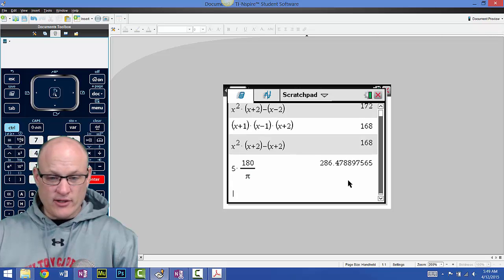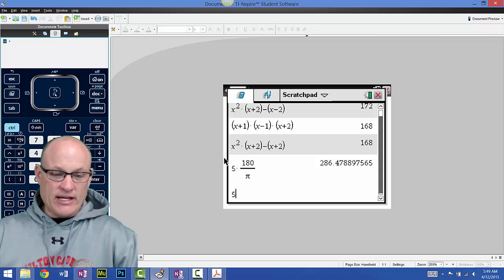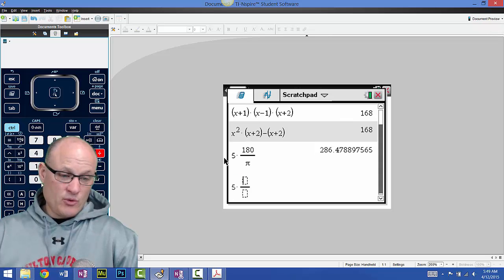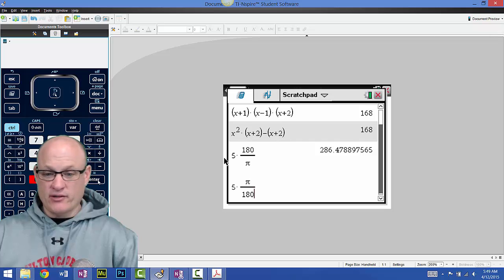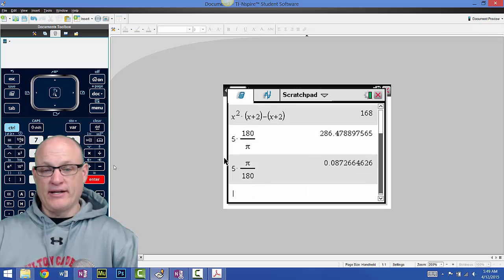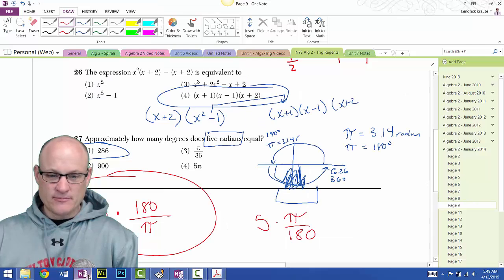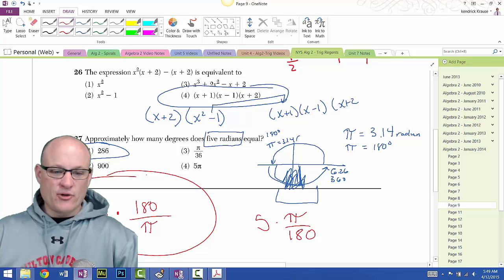That's why it's 286. The only other answer that you might come up with, because you got your thinking backwards, we do pi over 180, you're going to come up with some ridiculous answer of 0.087 degrees. Is that even one of the answers? No. So the answer is 286.